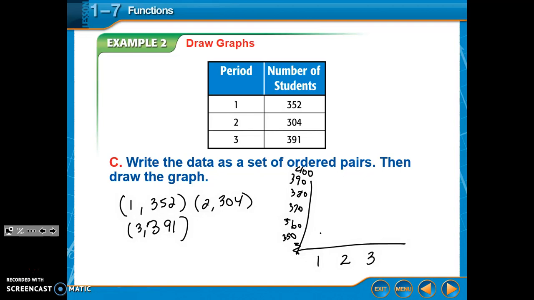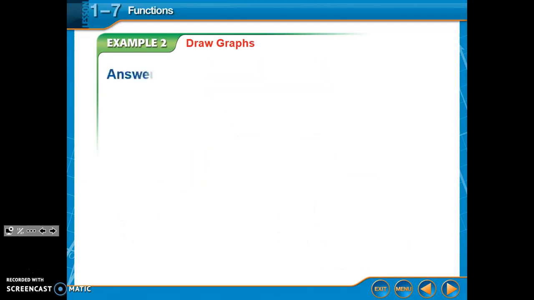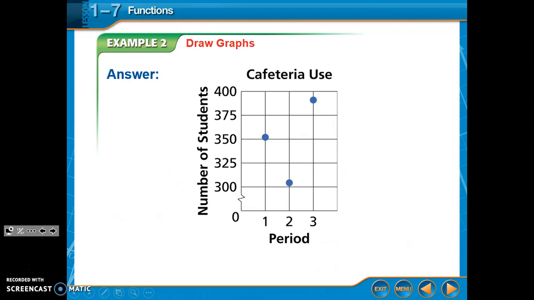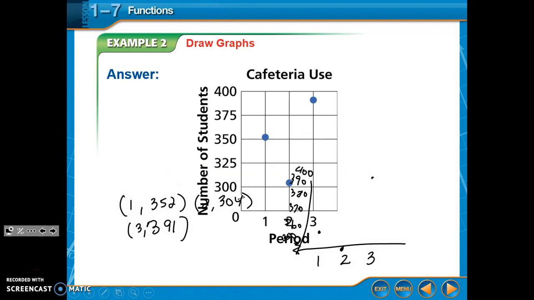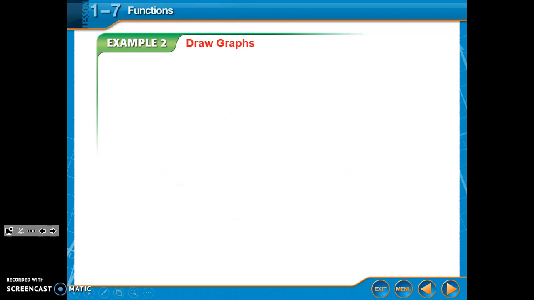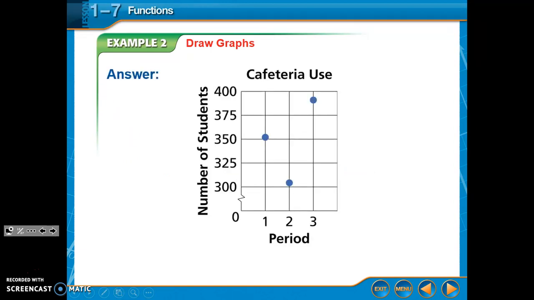So (1, 352) would be about here. (2, 304). Oops, I didn't make this small enough. It would be somewhere down there. And 391 would be like up here. So because my graph is so bad, you guys can look at this one. So you have the point (1, 352), (2, 304), was it? and then (3, 391) is that last point up there. Okay.